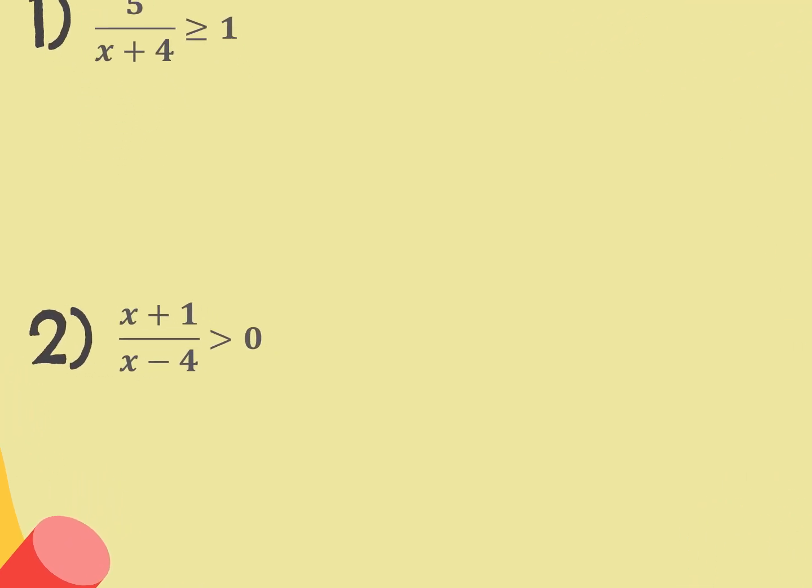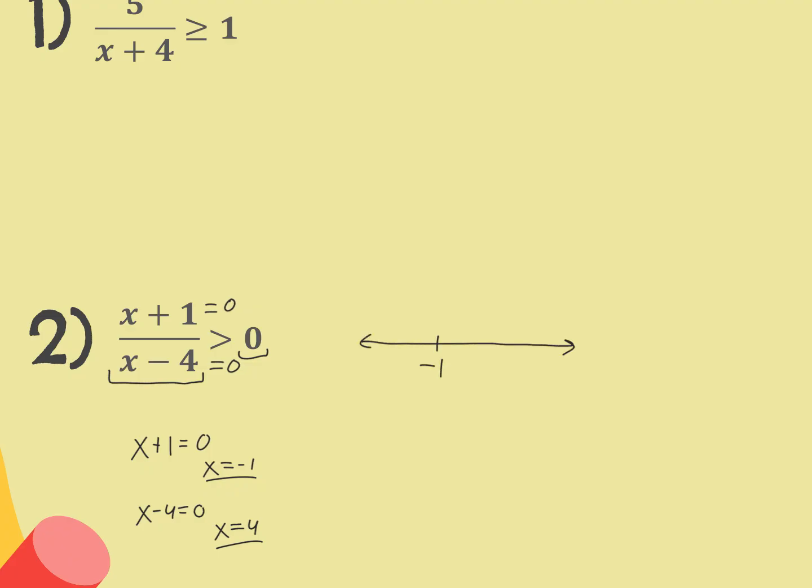Number 2 actually has everything that we need. I have a single fraction, and then I have 0 on the other side. When we have this, I can set the top equal to 0, and I can set the bottom equal to 0. So I get x plus 1 equals 0, and x minus 4 equals 0. So then I get x equals negative 1, and x equals 4. Just like in the previous lesson, I'm going to use these as test points. So I'm going to have a negative 1 over here and a 4 over here.